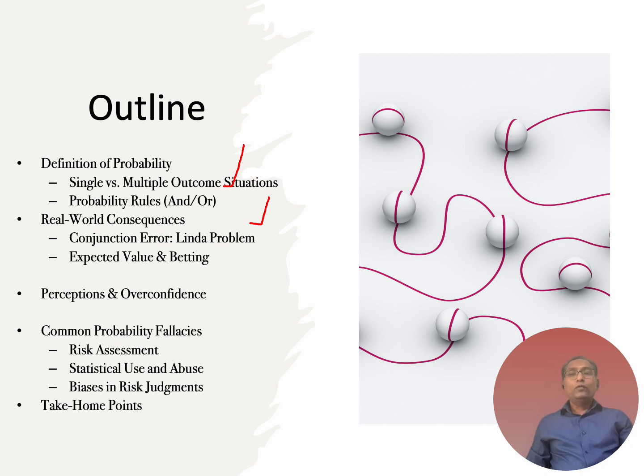Then we will focus on some popular examples of how our intuitions can lead us astray, like the Linda problem. And we'll move on to the idea of expected values, which tells us when a bet is fair and when it's not. We'll wrap up by exploring common fallacies and biases like gambler's fallacy, base rate neglect, and overconfidence, and discuss how to critically assess risk in the real world.